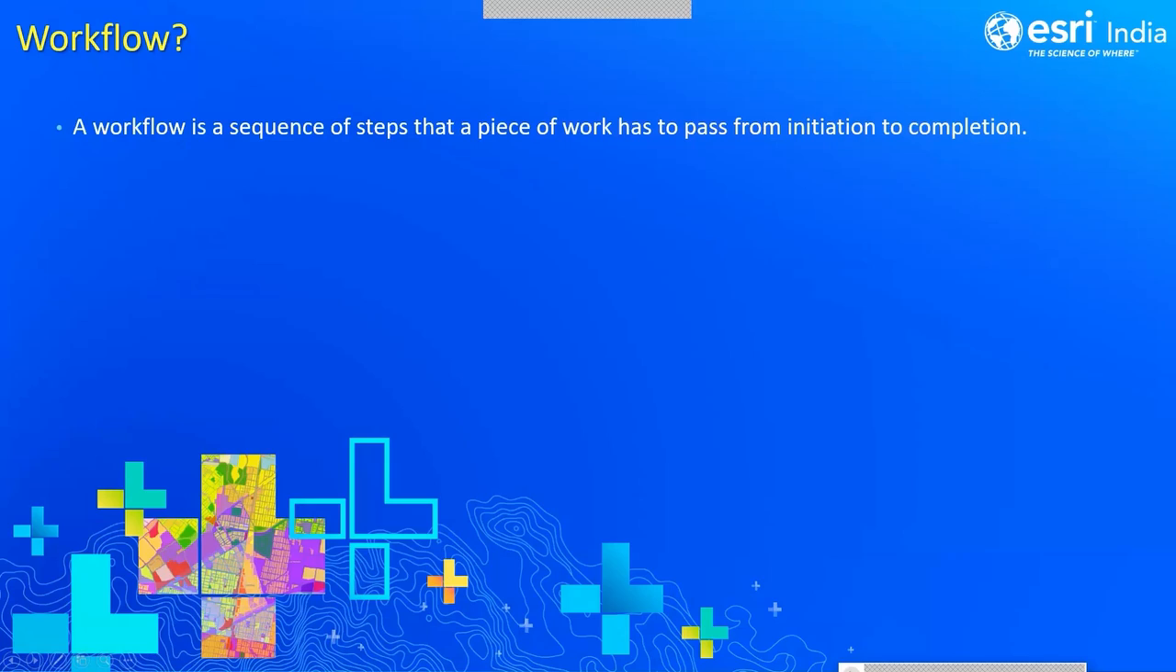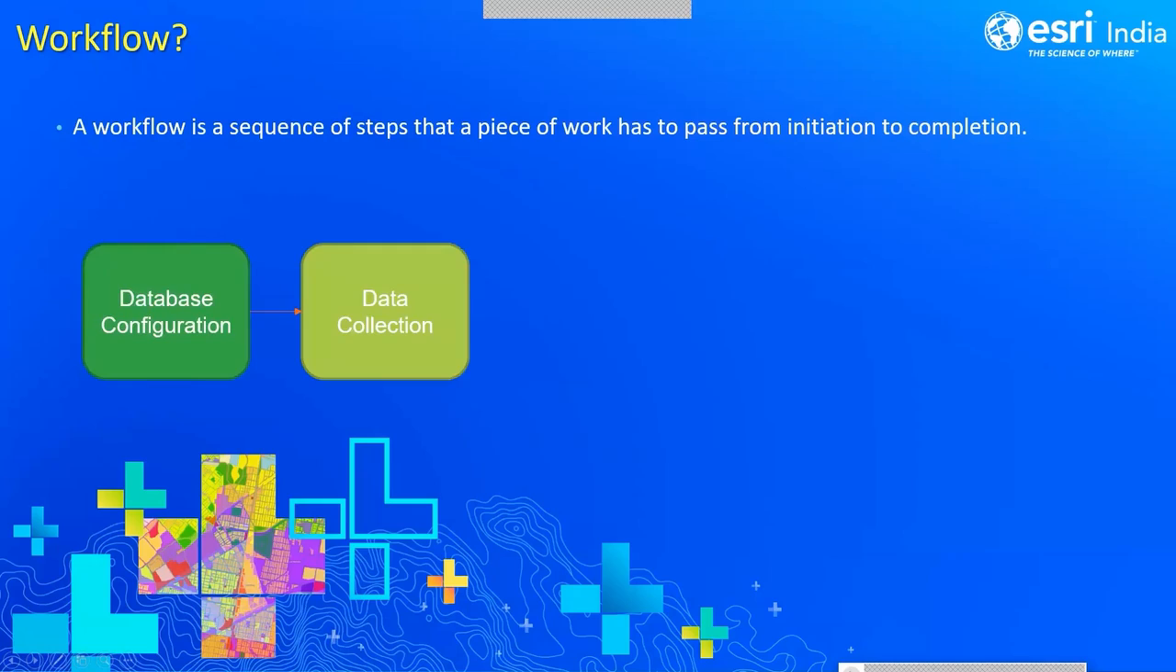Let me show you the general workflow that most people use for generating a map product. While generating a map product, we need to follow some steps in sequence, and the first step would be the database configuration. Obviously, we need to configure the database schema and the feature classes or whatever is required for the data collection or whatever map you're generating. And then once your schema is designed, the next step would be the data collection.